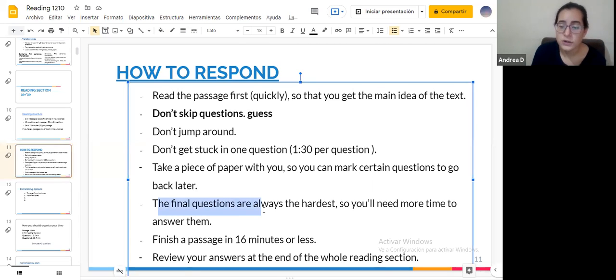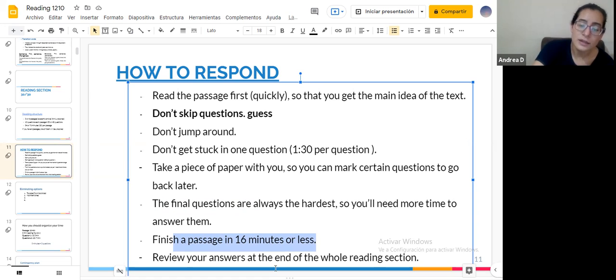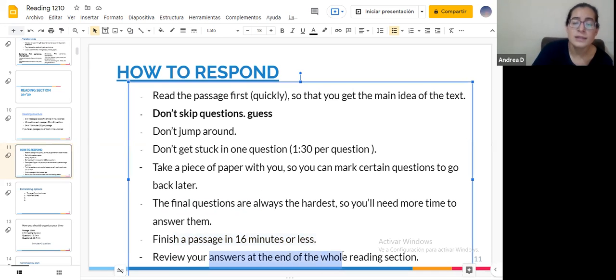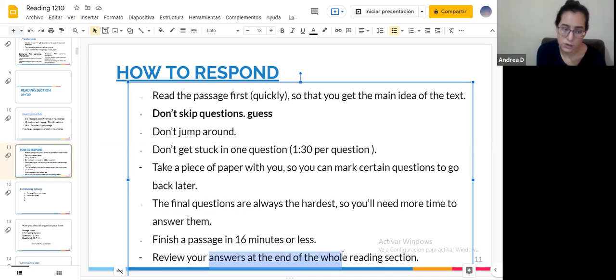Usually the final questions are the hardest one. So hurry up at the beginning, leave some time for the end. Try to finish a passage in less than 18 minutes so that you're not running. And only review your answers at the end of the whole reading section. So not at the end of each passage, not at the end of 10 questions or 5 questions. You don't have time to do that, okay? You can only review your answers at the end of the whole reading section, after the 4 or 3 passages are done. Okay, guys, so those are some things I can say.